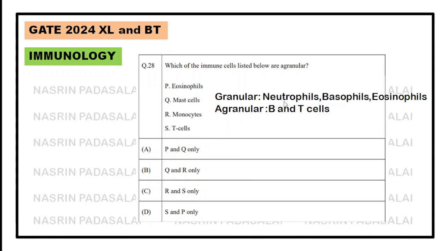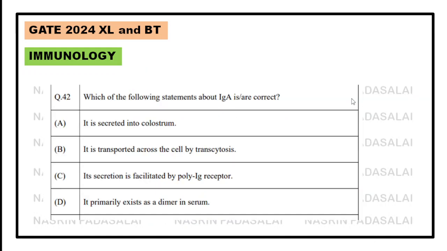Granular cells include neutrophils, basophils and eosinophils. Okay, and also you can include mast cell. Mast cell also comes under granular. Mast cell has two important proteins in the granule, one is histamine and the other is heparin. They are located as granules inside this mast cell. Agranular includes your B lymphocytes and T lymphocytes, and also you can add your monocyte.